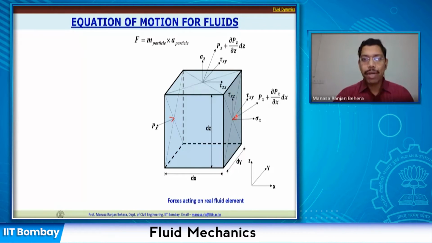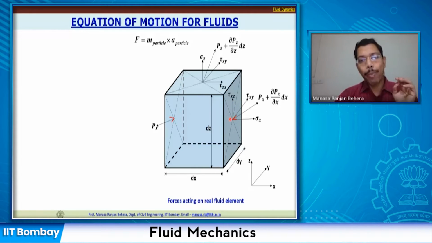On this face, let us say this dy dz face, we have shear stress that is acting, which is going to be tau xy and tau xz. It is the shear stress acting on the face perpendicular to the x direction, but the force is acting in the y direction, and here it is acting in the z direction. So we are writing tau xy and tau xz.